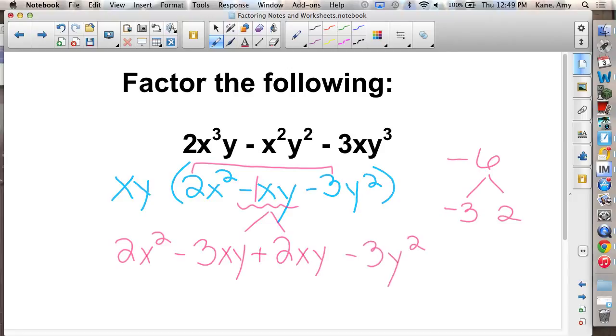Wouldn't the -3xy be positive and the 2xy be negative? If I have a -1 here, I need the bigger number to be negative, because -3 plus 2 makes -1.